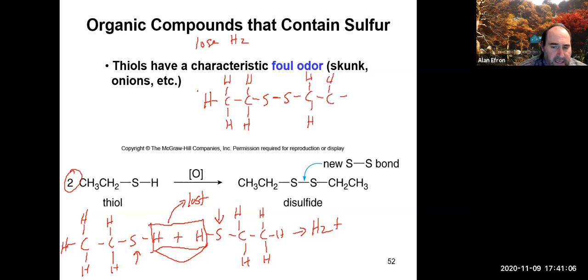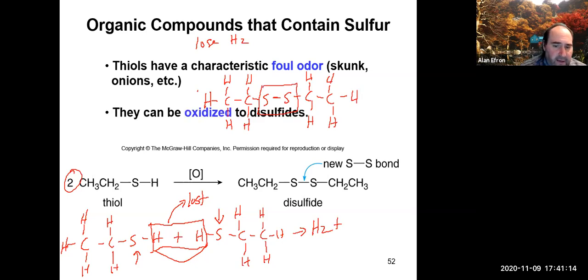So an oxidation of two thiols will make this bond here. And this bond right here is what is sometimes referred to as a disulfide bond, or sometimes a disulfide bridge. And it's basically two sulfurs that come together. They're important in a number of things, including in a later chapter we'll see when we talk about amino acids.